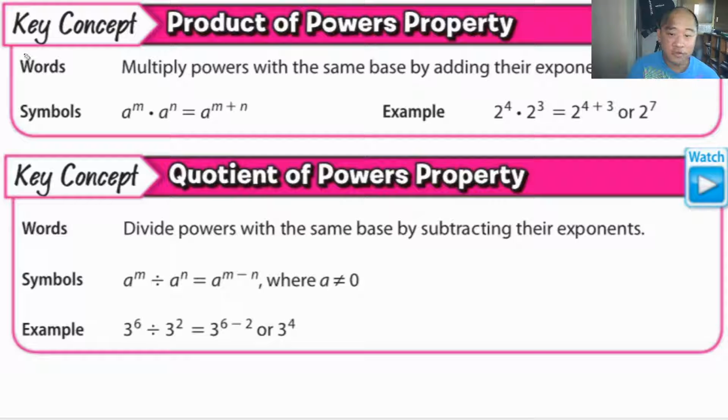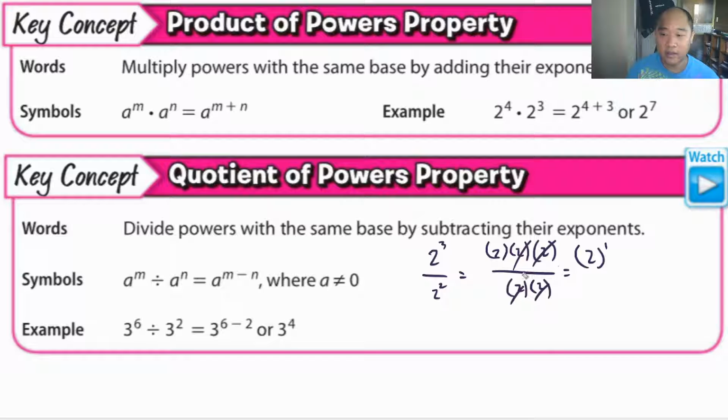Okay, so with division, if we had 2 to the power of 3 and 2 to the power of 2, this is the same thing as 2 times 2 times 2 over 2 times 2, right? And as you can see, these just cancel each other out, and all you're left with is 2 to the power of 1. And so what's happening here is that you're taking the top number and you're subtracting the bottom number.